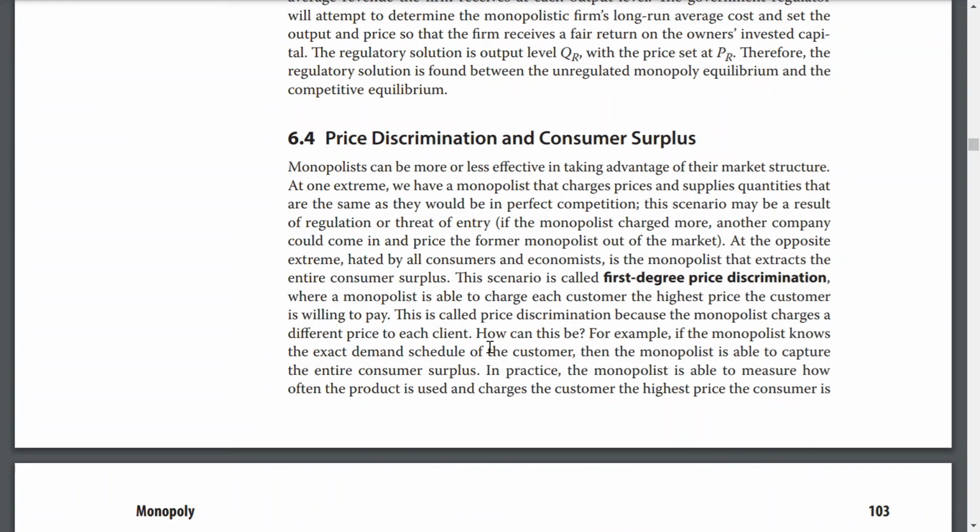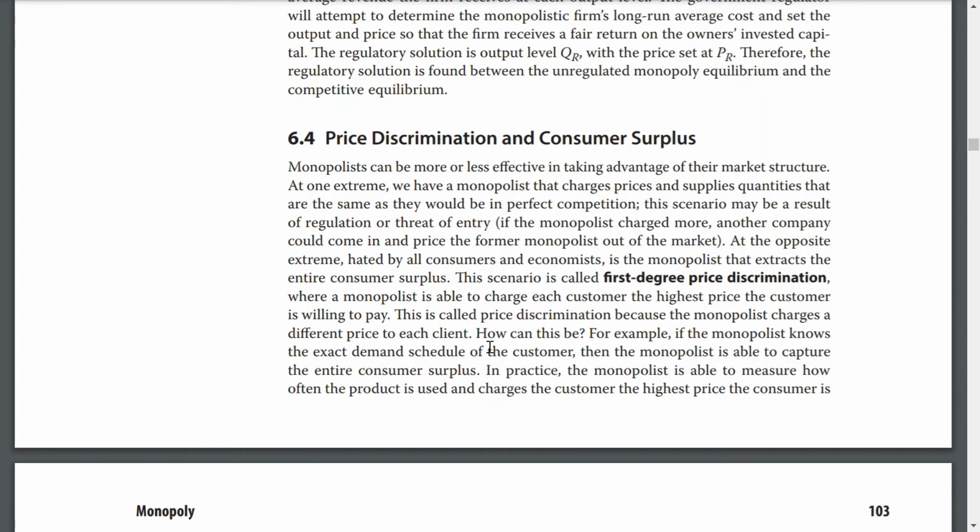6.4 Price discrimination and consumer surplus. Monopolists can be more or less effective in taking advantage of their market structures. At one extreme, we have a monopolist that charges prices and supplies quantities that are the same as they would be in perfect competition. Such a scenario may be a result of regulations or threat of entry. If the monopolist charges more, another company could come in and price the former monopolist out of the market.